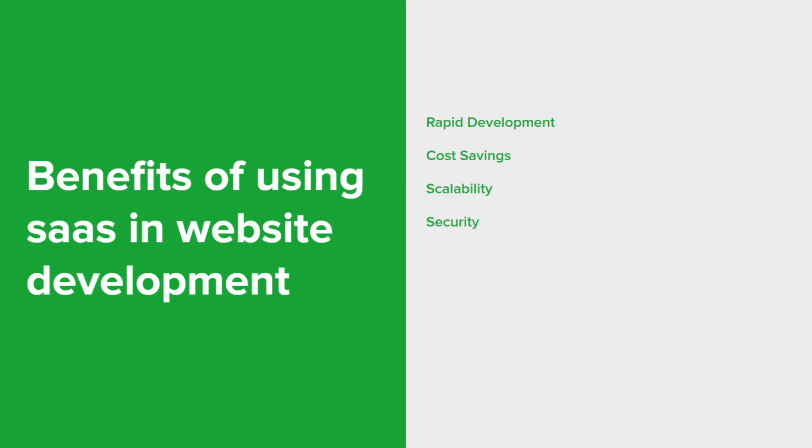Many SaaS providers prioritize security and compliance, helping to protect sensitive data and reduce the risk of security breaches. This is especially important in website development where data security is a top concern. SaaS providers handle software updates and maintenance, ensuring that the website remains up to date and secure without requiring manual intervention from developers. And as mentioned before, websites built on SaaS platforms are accessible from anywhere with an internet connection, making them convenient for both users and admins.